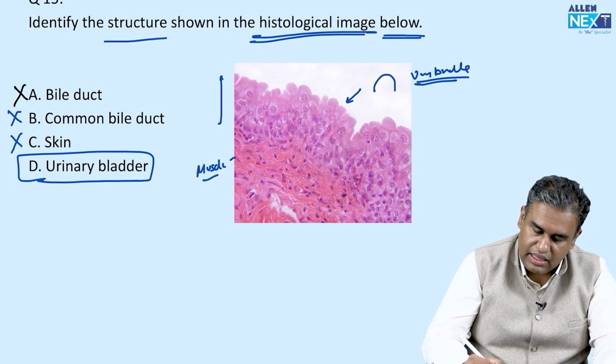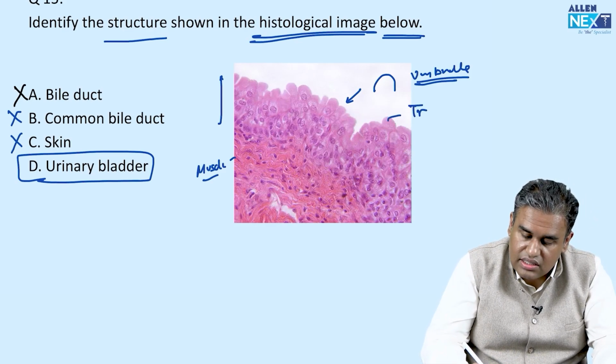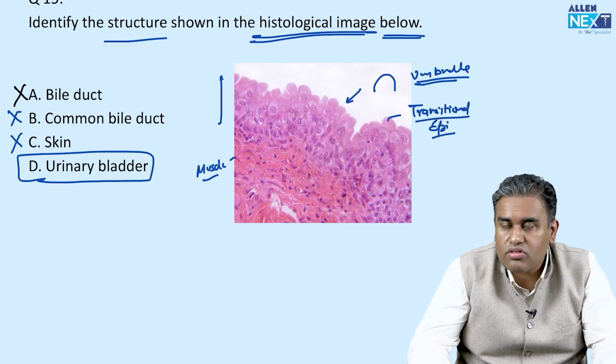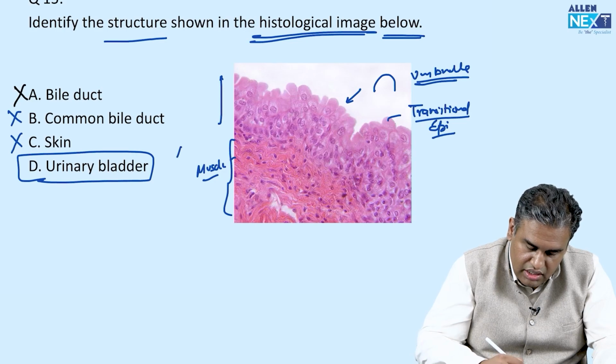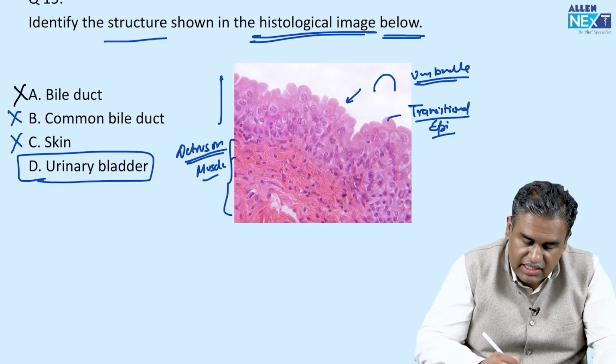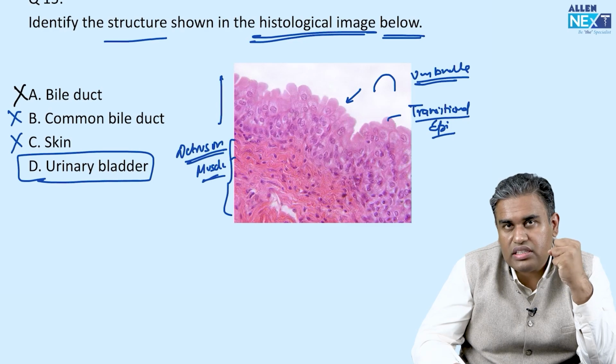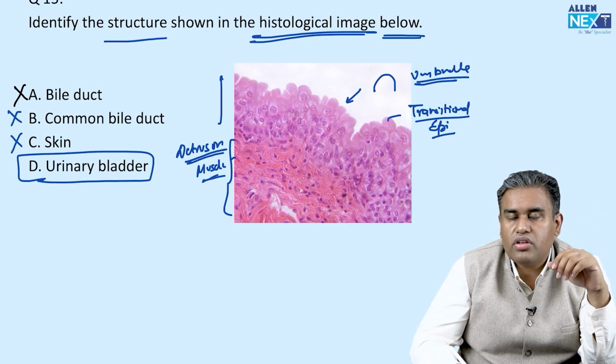Urinary bladder is the answer. This epithelium over here is the transitional epithelium, probably from an empty bladder. So you can see these umbrella shaped cells, and you can understand the detrusor muscles over here, multiple layered and running in all different directions, because the function of the bladder is to squeeze and to pass out all the urine through the urethra.